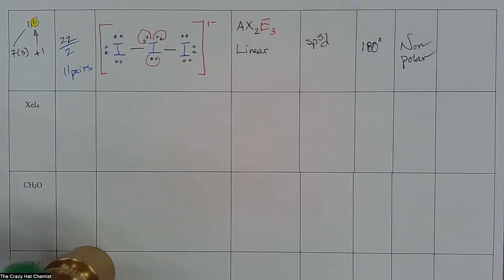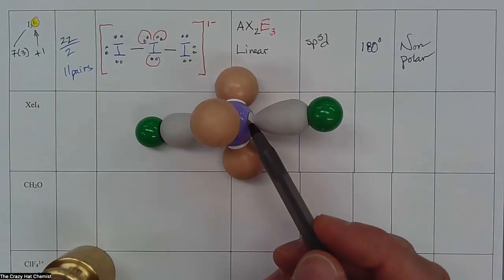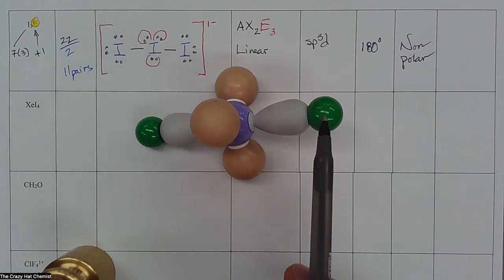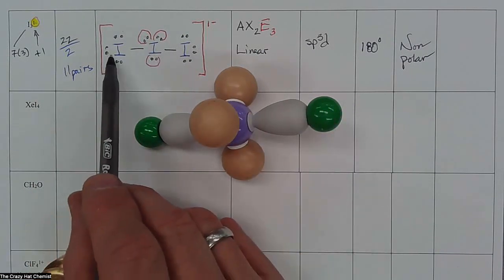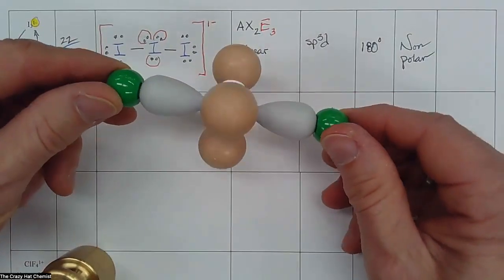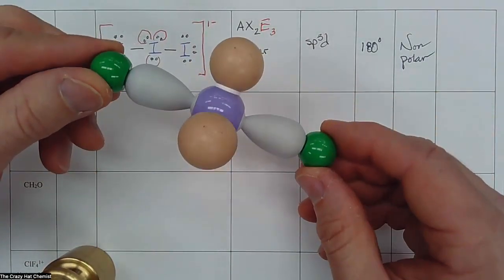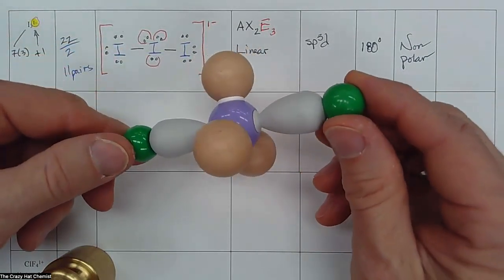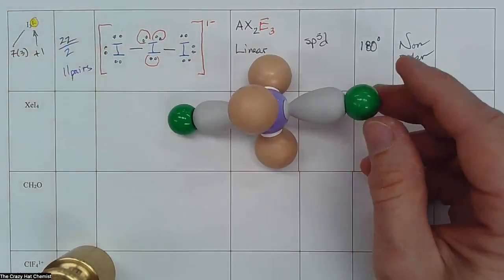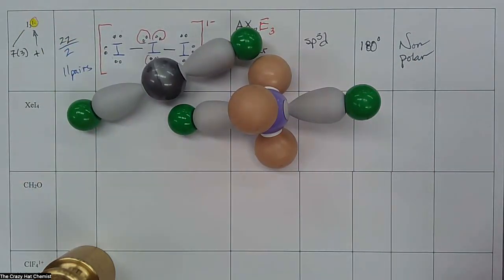And then let me show you a model for this. So this purple here in the center is representing that central iodine, and these greens are representing the iodines on the outside. And these tan structures are representing the three sets of lone pairs on the central element. And you should see that this is a trigonal bipyramidal structure in its electron domains, but it is a linear structure. And that is most certainly different than this linear structure here that we had earlier.